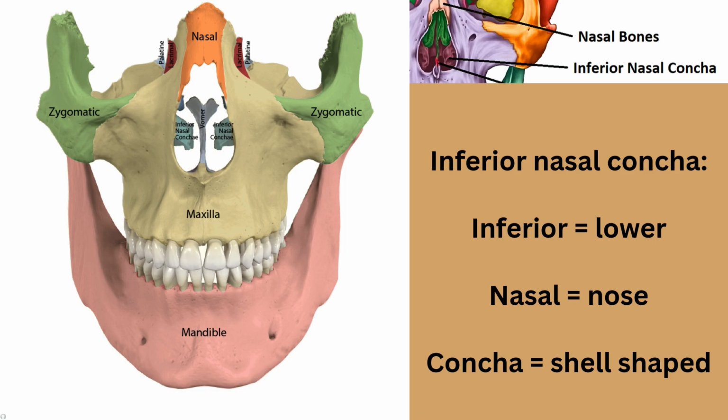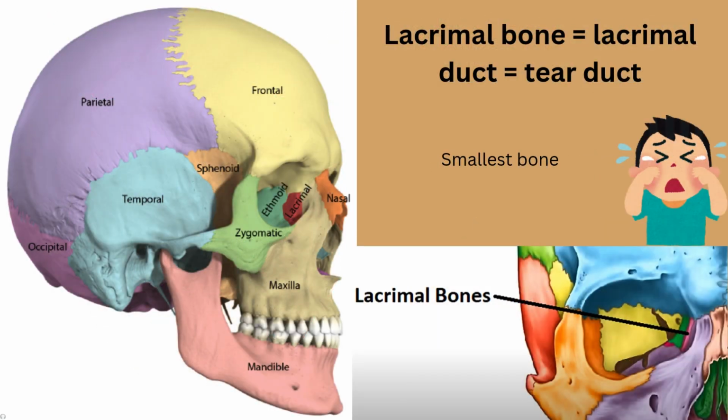The function of the inferior nasal concha is that it allows the air to flow in a steady, regular pattern with no disturbance. Next is the lacrimal bone, and as the name suggests, it has a lacrimal duct, which is the tear duct. Whenever you cry, the lacrimal duct located within the lacrimal bone will be activated, and you will start tearing.